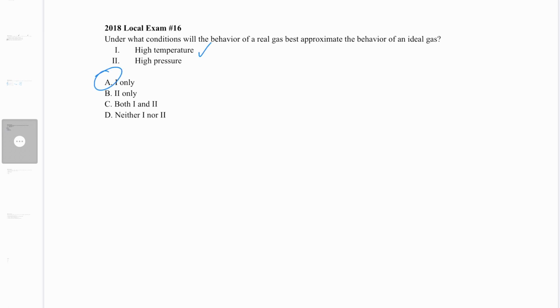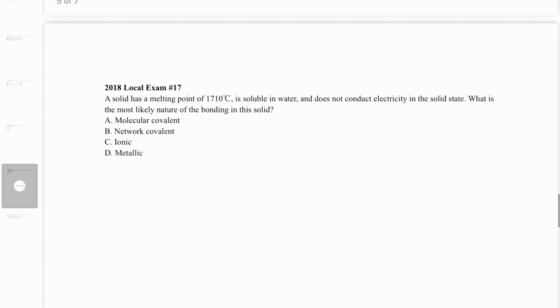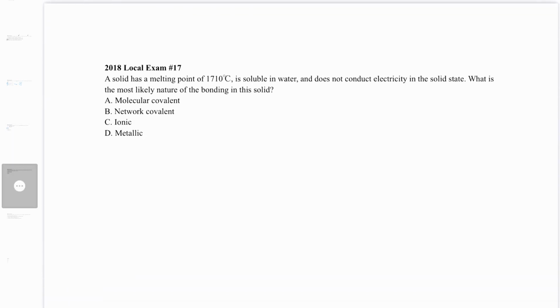Let's go to question 17. A solid has a melting point of 1710 degrees Celsius, is soluble in water, and does not conduct electricity in the solid state. What is the most likely nature of the bonding in this solid? This is screaming of ionic bonding. Ionic solids have really high melting points, which we see here.